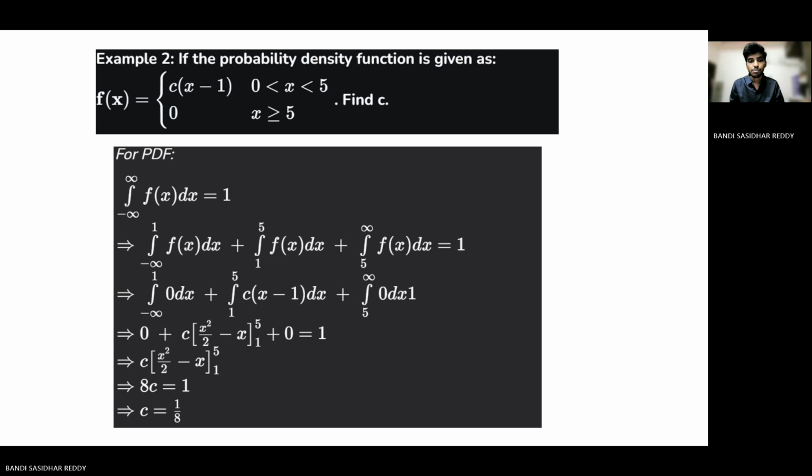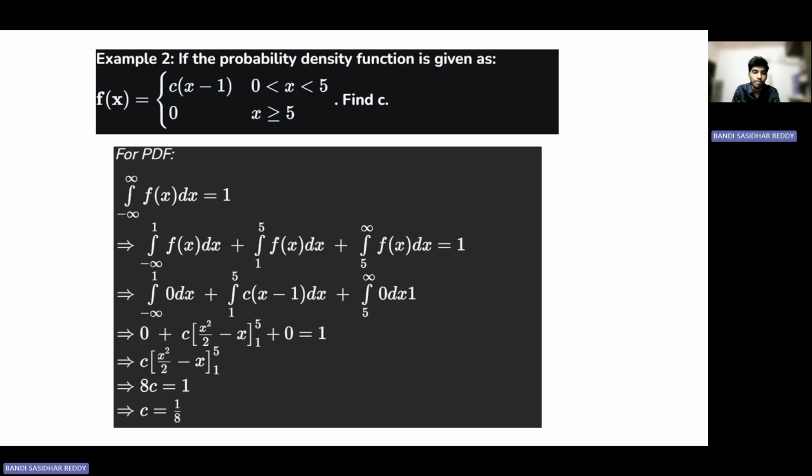Sorry, maybe here there is a mistake. I think it is 0. From minus infinity to 0 there is nothing, so it is 0. Then the integral over 0 to 5 of f_X(x) dx, and for x greater than 5 it is also 0. This is not to be considered.